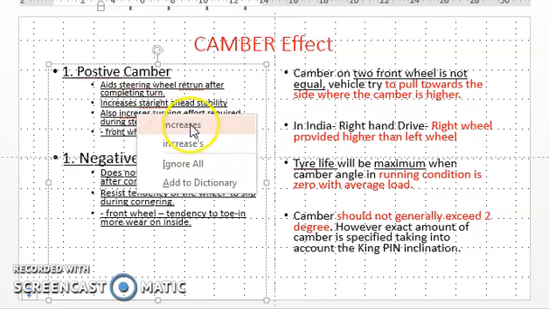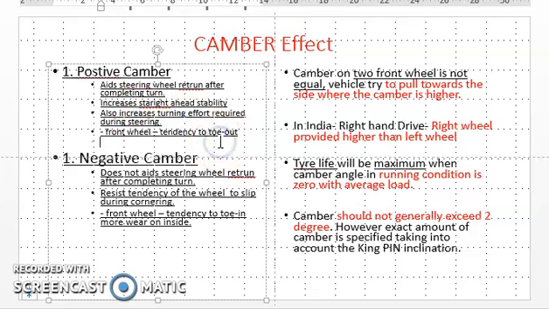Vice versa. And due to positive camber in the front wheel, it gives a tendency to toe out. We are going to see the effect of toe in and toe out, and what toe in is, in the next slide or in the next video.